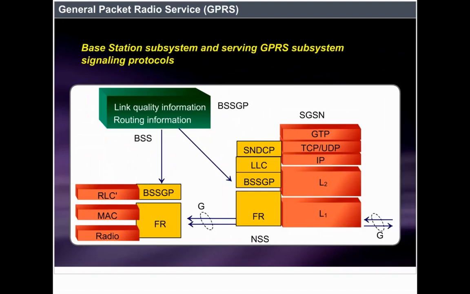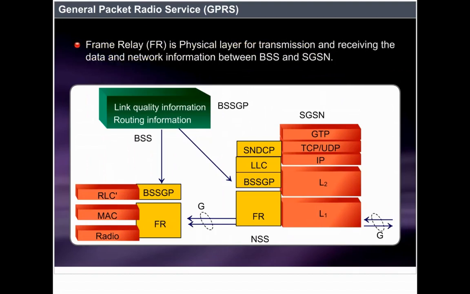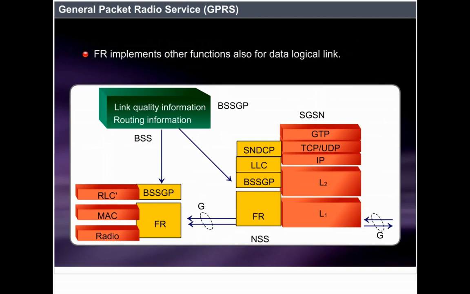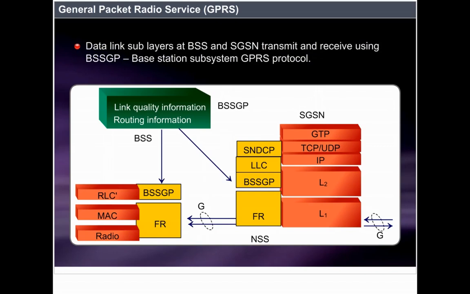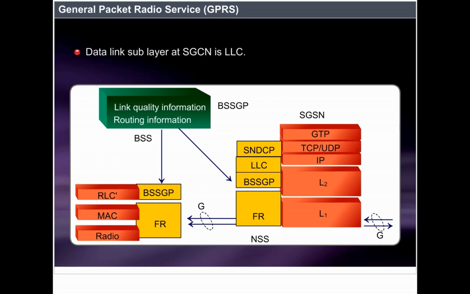Base station subsystem and serving GPRS subsystem signaling protocols. Physical layer for transmission and reception of data and network information between BSS and SGSN is frame relay (FR). FR also implements several functions for data logical link. Data link sublayers at BSS and SGSN transmit and receive using BSSGP, base station subsystem GPRS protocol. Data link sublayer at SGSN is LLC. Network layer at SGSN transmits and receives using SNDCP.